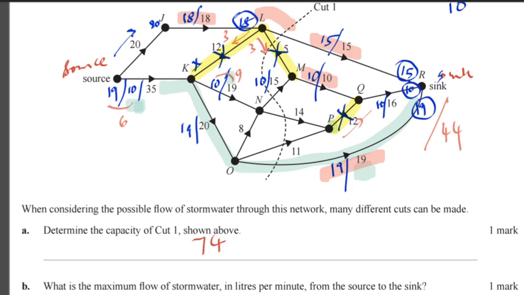Now looking at this particular edge, we have seen that 29 of 35 has already flown through. So that gives me 6 extra liters that can still flow through. Now, is it possible for it to flow through here? Yes, because 10 out of 19 has gone through. That gives us a remainder of 9. And yes, 6 out of 9 can definitely flow through there. And we don't go up this way because we've reached maximum capacity here.